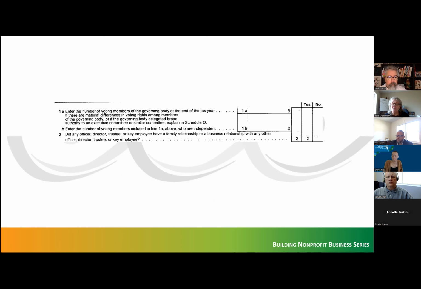Okay, I have another question here. Can you unpack 8B? Each committee with authority to act on behalf of the governing body. That was a previous slide.